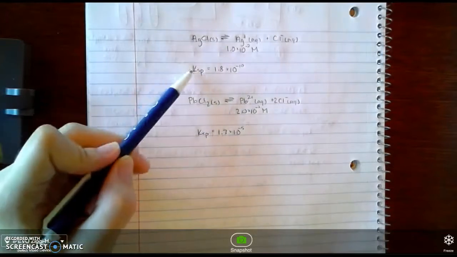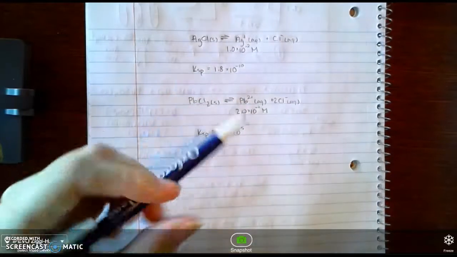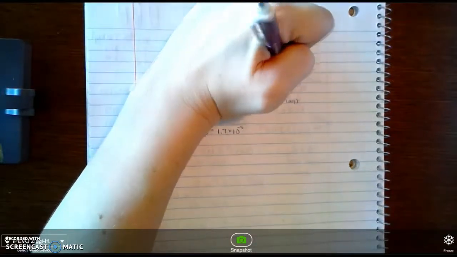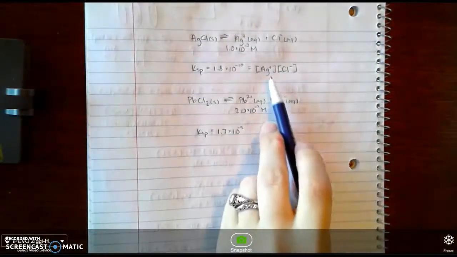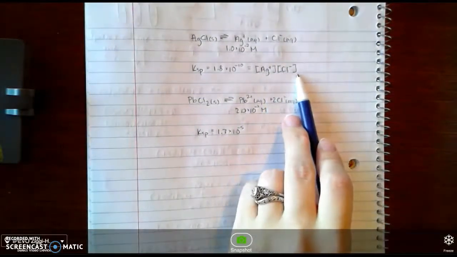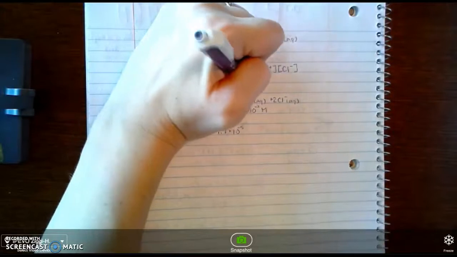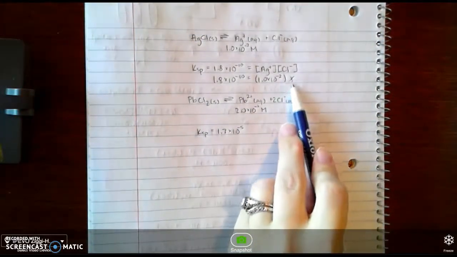So let's start with the silver chloride up here. I know that my KSP is equal to 1.8 times 10 to the negative 10th, and my KSP expression is going to be equal to my silver ion concentration times my chloride ion concentration. So what I can do here is plug in everything that I know. I know my KSP. I know my silver ion concentration from the question. And if I know those two things, I can solve for X here.